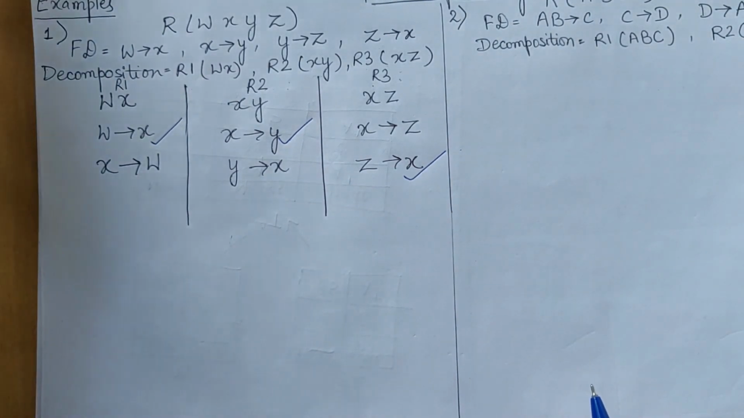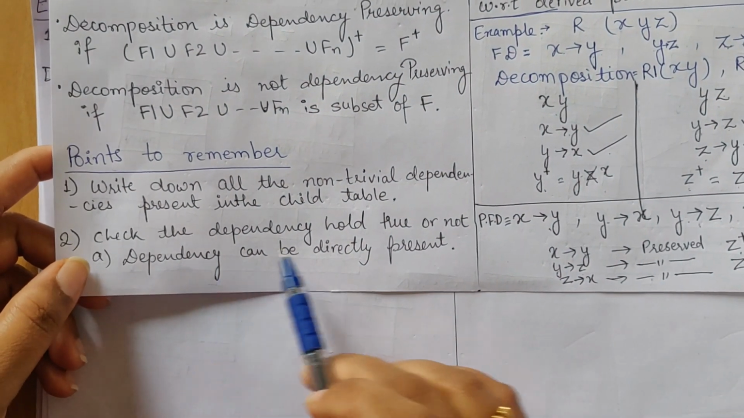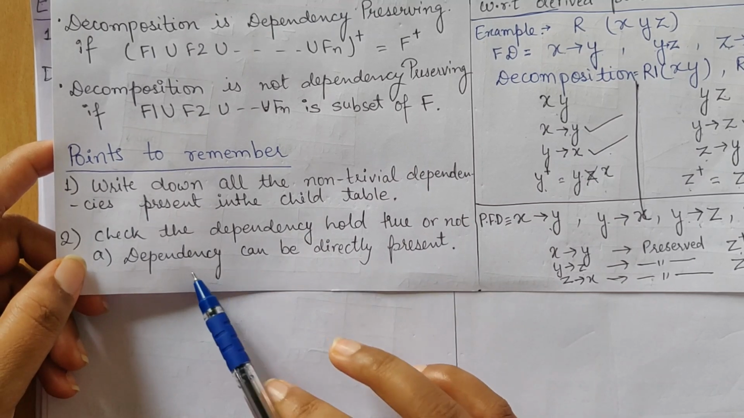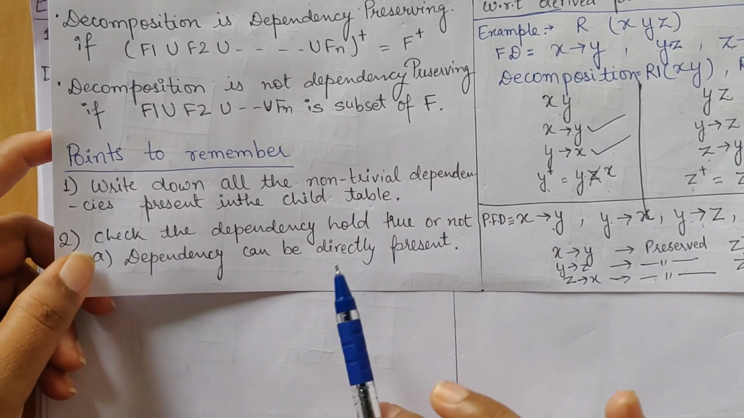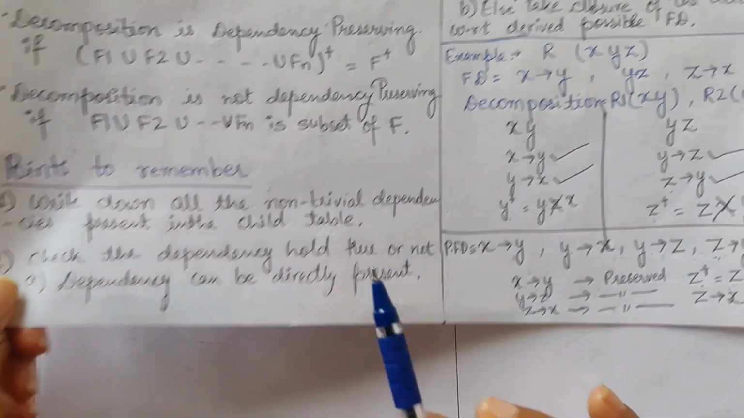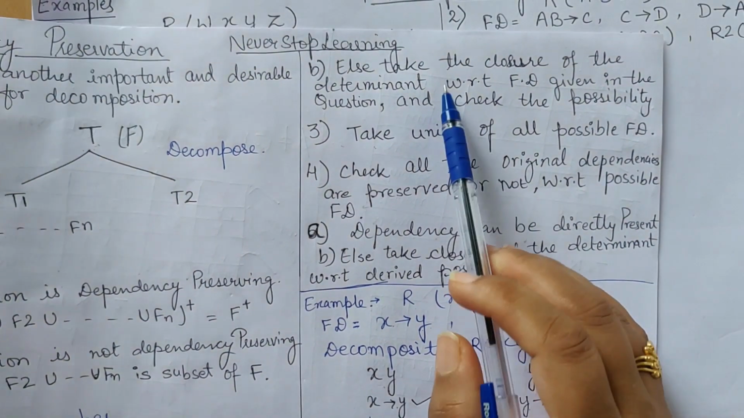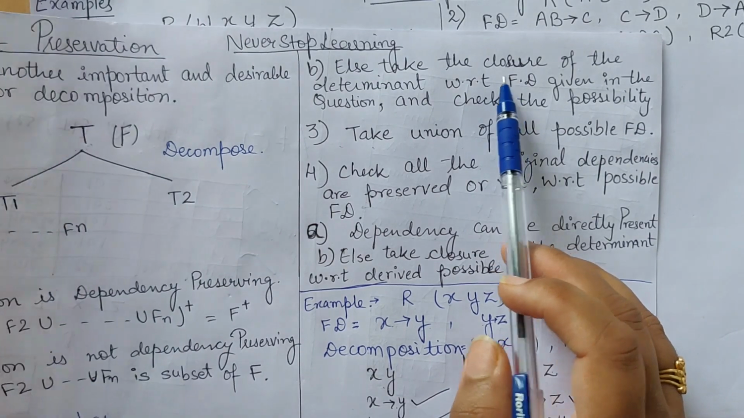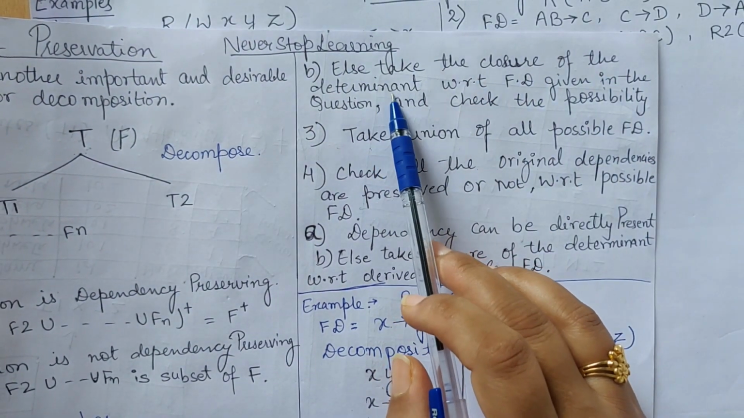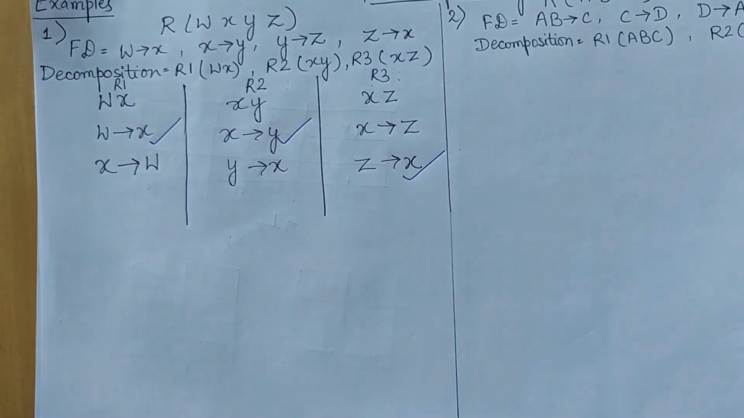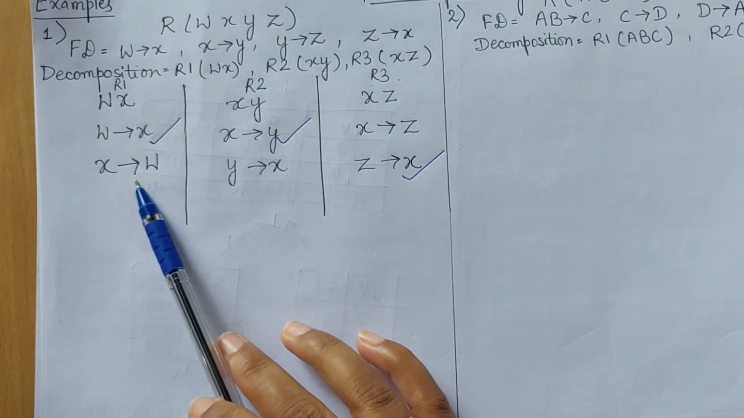Okay, so here what we have seen is how to check whether the dependency holds true or not. The dependency can be directly present, so this point we have checked. Now if the dependency is not directly present, then what do we have to do? We have to take the closure of the determinant.